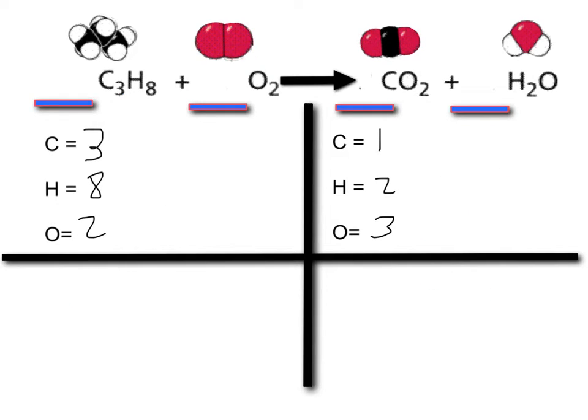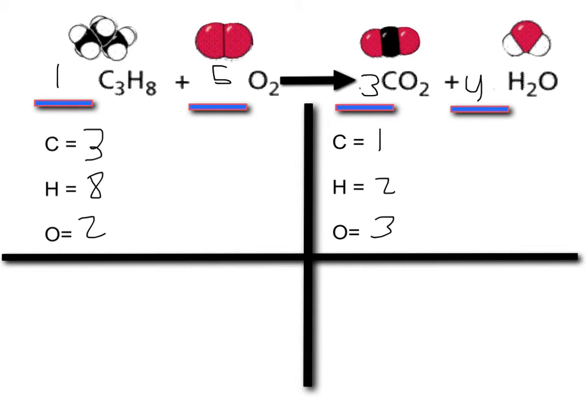Buenísimo. In this equation, on one side there are 3 carbon molecules, 8 hydrogen molecules, and 2 oxygen molecules. On the other side there's 1 carbon molecule, 2 hydrogen molecules, and 3 oxygen molecules. In order to make this equation equivalent, we need to use 1 C3H8, 5 oxygens, and on the other side we need to make 3 CO2s and 4 H2Os.